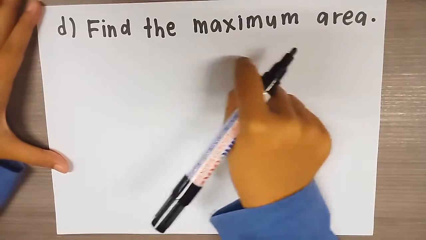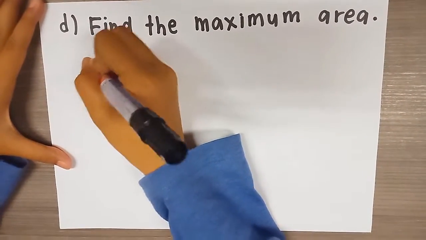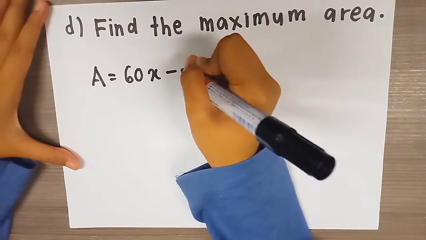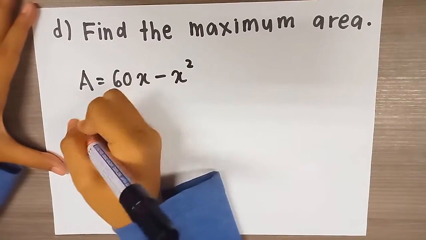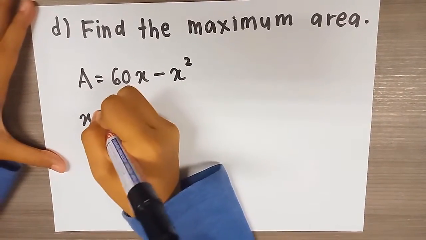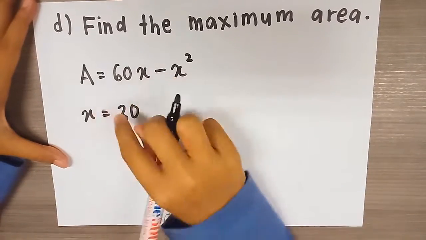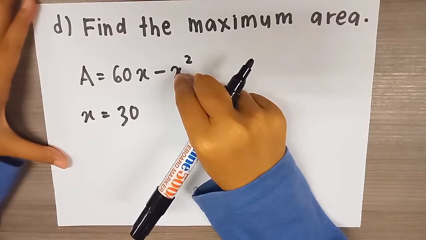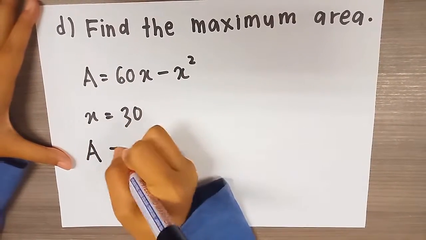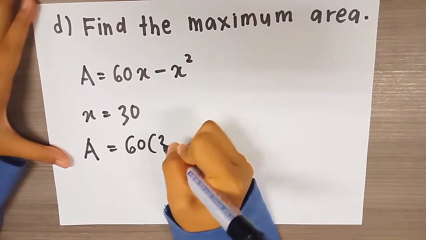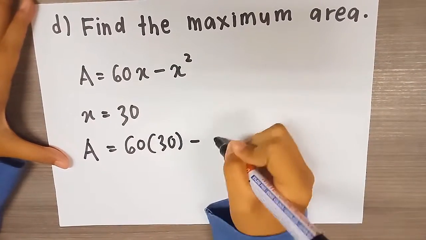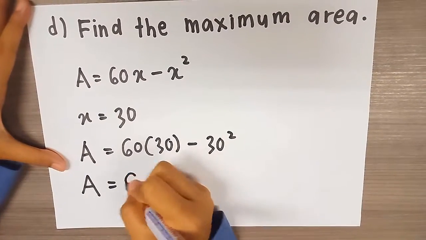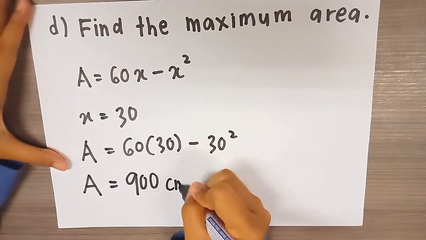Find the maximum area. The equation for area is 60x minus x². Our x maximum value is 30. Then we substitute the x value into this area equation, and we get 60 times 30 minus 30 squared, and the maximum area is 900 cm².